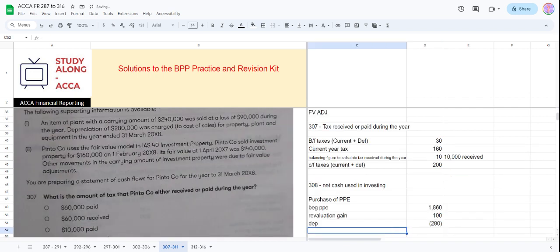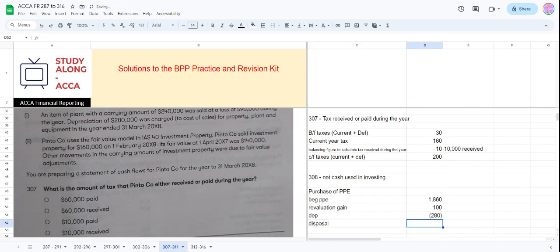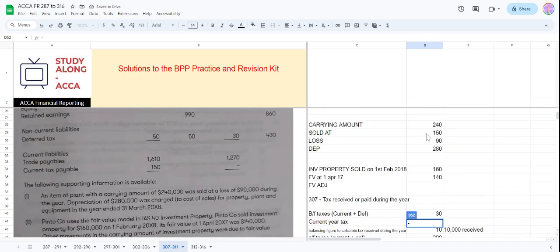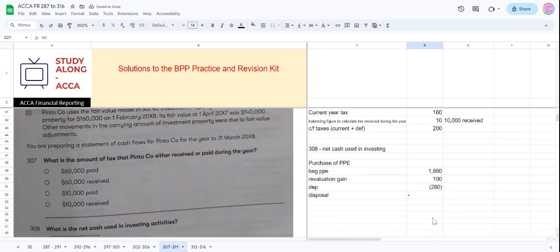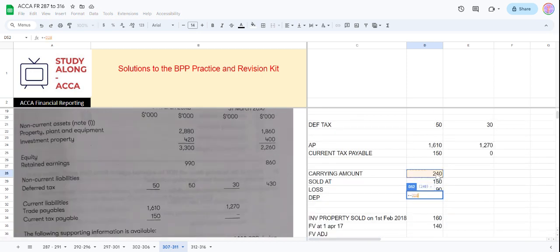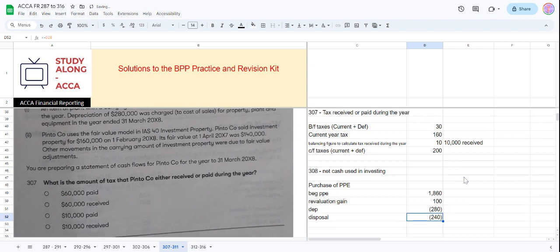280. And then we did dispose, the carrying amount of the disposal. How much is it? The carrying amount of the disposal is 240. Okay. The carrying amount for the disposal is 240 that we dispose. So all of these things, and we have then our ending.